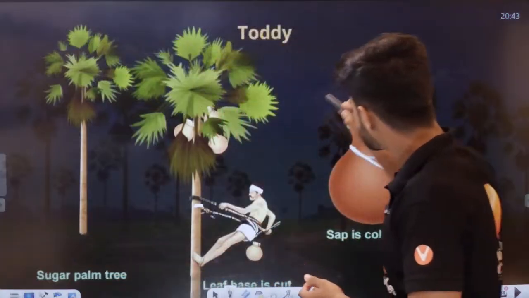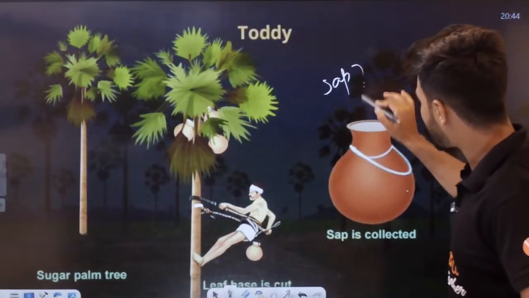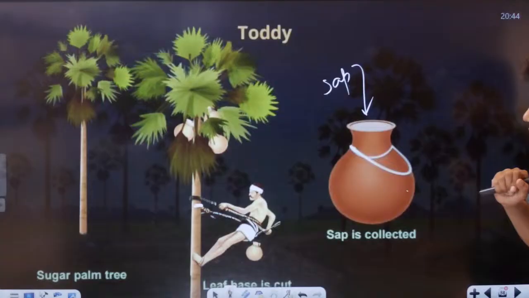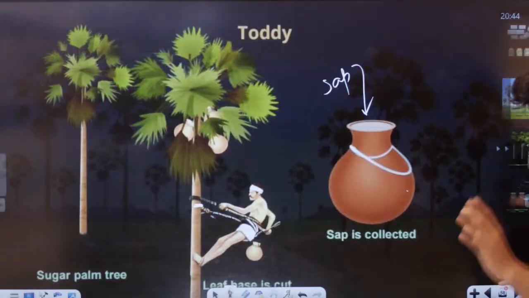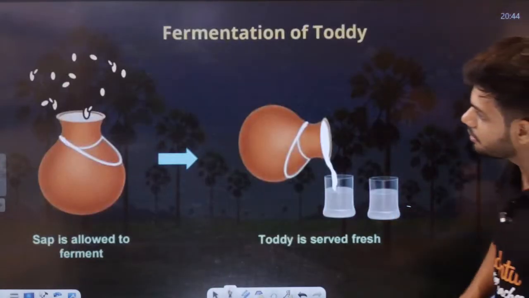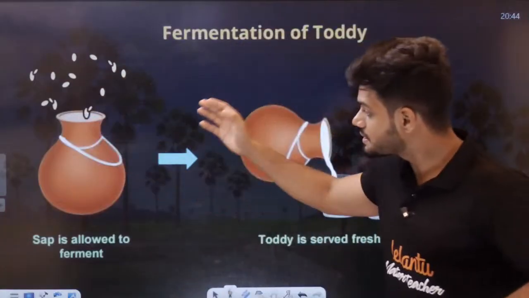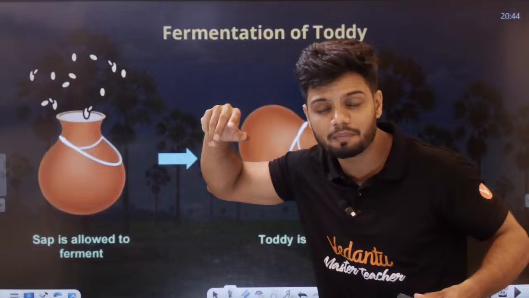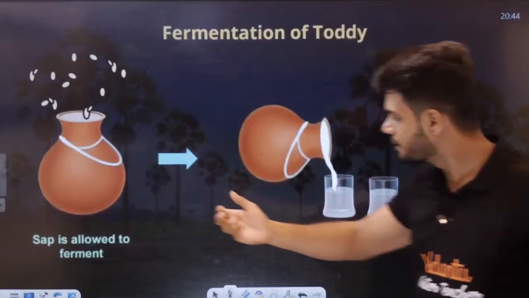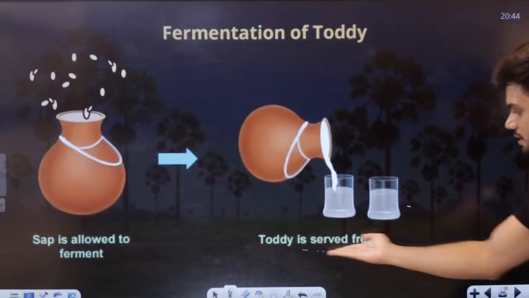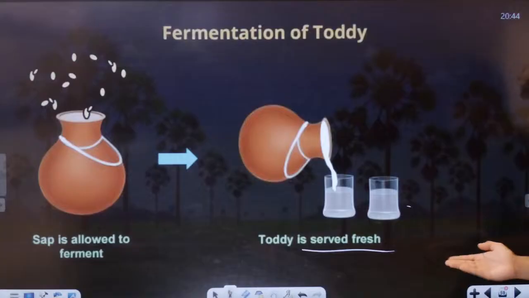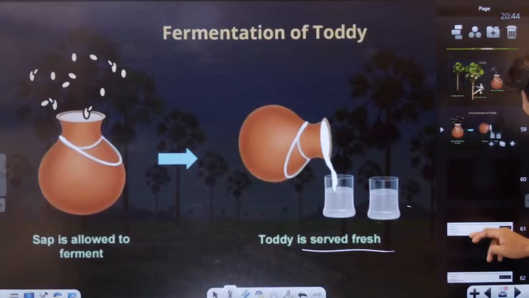This sap is added into this pot here, and he will just leave it there. Now because of the microbes present in the environment, this sap of this date palm undergoes fermentation, and later on toddy is served fresh. Ta-da! That's how you make toddy, students.